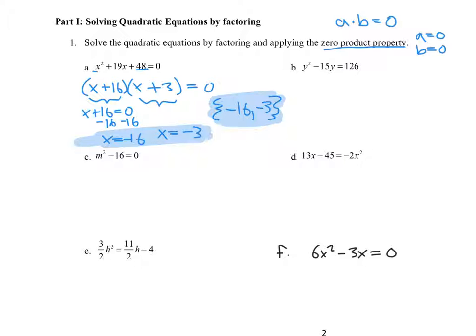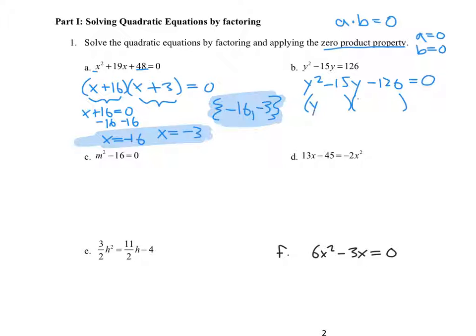Okay, so in the next one, this time we don't have 0 on one side. We can't use the zero product property if we don't have 0 on one side. So we need to get 0 on one side by moving the 126 over to the other side. And we're going to subtract it from both sides so it becomes minus 126 when it moves over. It changes sign. So we get y squared minus 15y minus 126 equals 0. And then feel free to pause and try to factor that yourself.